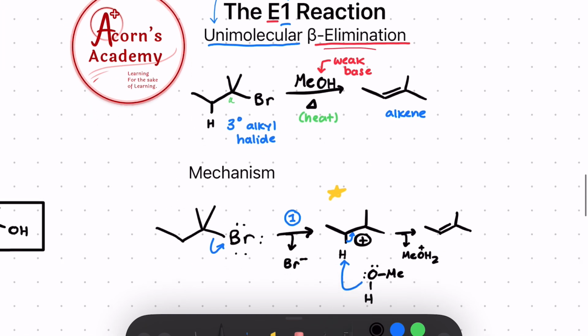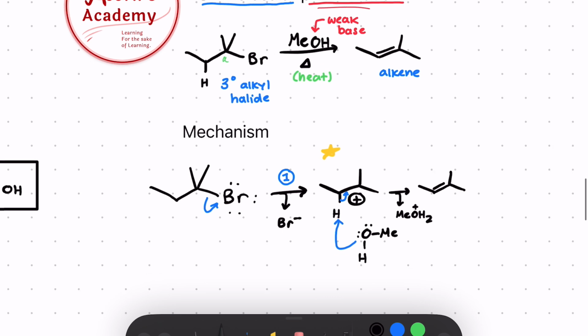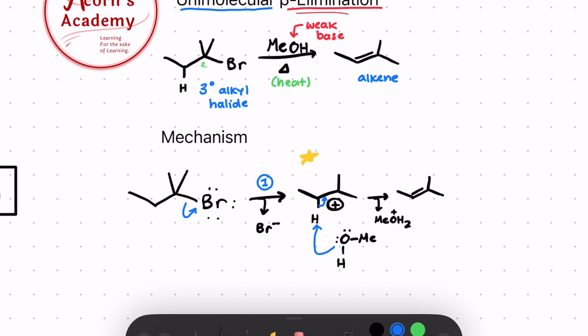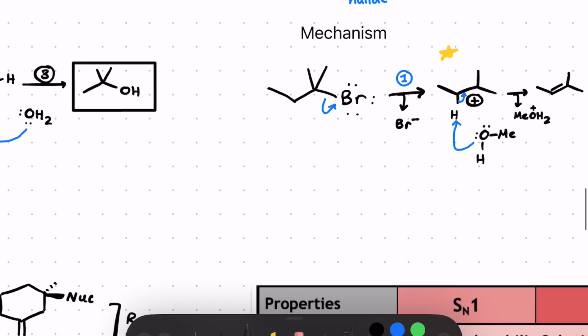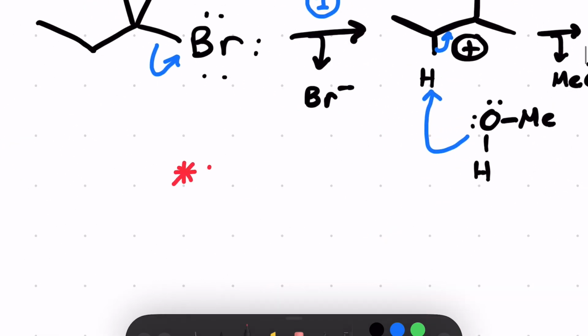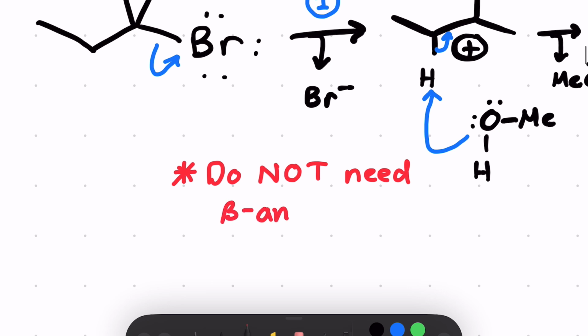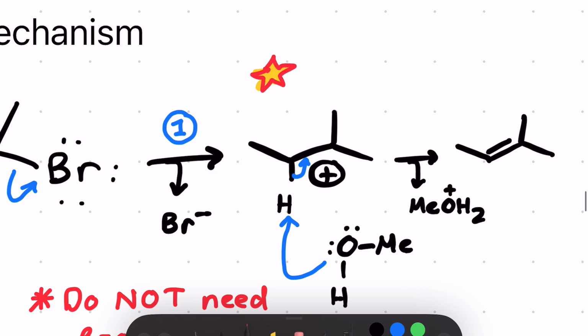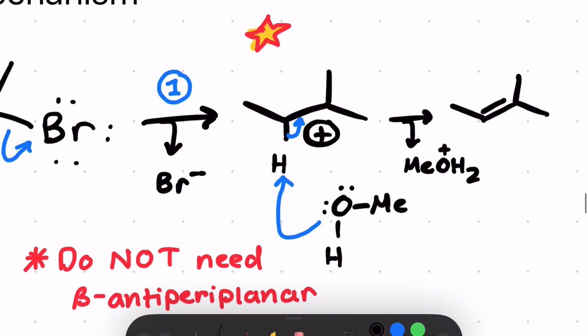Okay, so a couple of things to note here. When it comes to the hydrogen, you may remember for E2, we said that it had to be beta antiperiplanar. For this one, you do not need beta antiperiplanar. We do not need our hydrogen to be on the opposite stereochemistry. The reason for this is that we're forming this carbocation intermediate, right? Because we have this intermediate here, we can just eliminate any proton.